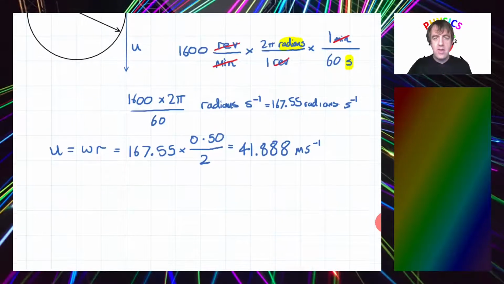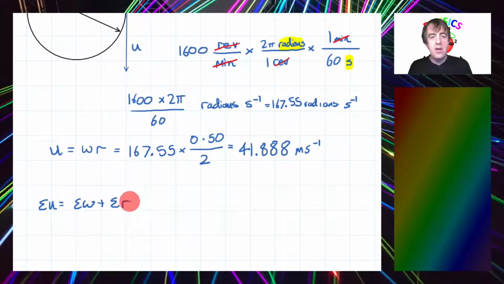Now let's have a look at those errors. So a principle with errors is that if quantities are multiplied together, you can add their relative uncertainties, or you can add their percentage uncertainties. And the notation I will use for relative uncertainty or percentage uncertainty is an epsilon. That is to say that the relative uncertainty or the percentage uncertainty in U is equal to the percentage or relative uncertainty in omega plus the percentage or relative uncertainty in R.